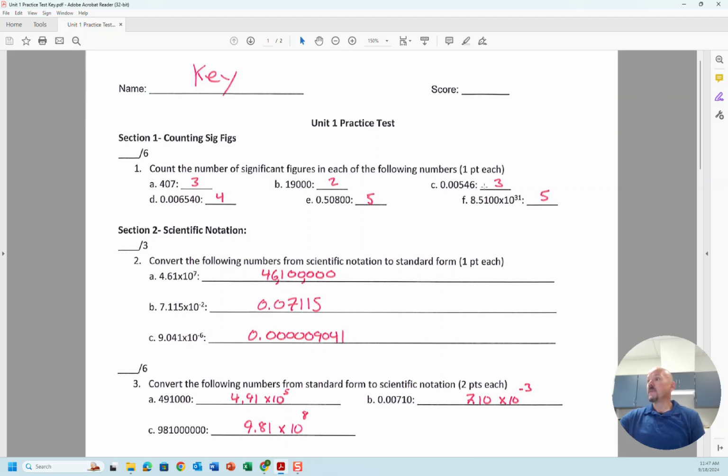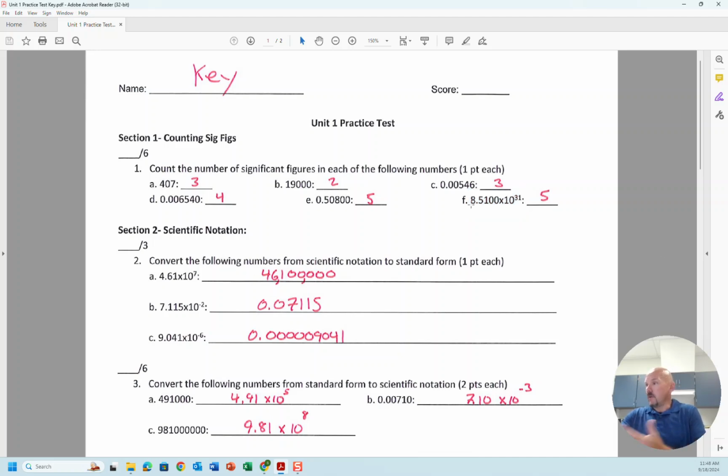Then if we look over here, right, this number is in scientific notation. It doesn't change anything. We don't have to take it out of scientific notation and put it into standard notation. If we wanted to do that, we'd have to move this decimal point to the right 31 times and fill in all the zeros in between there. And I don't want to do that.